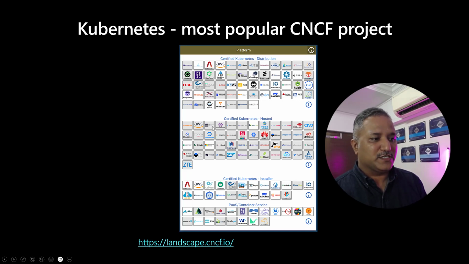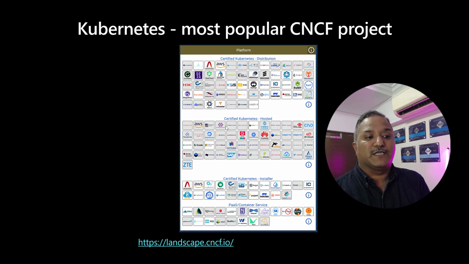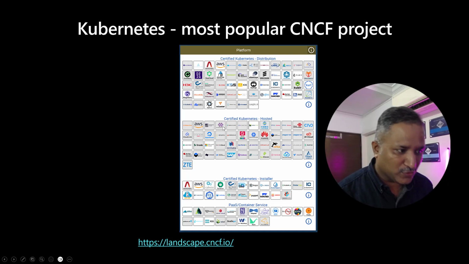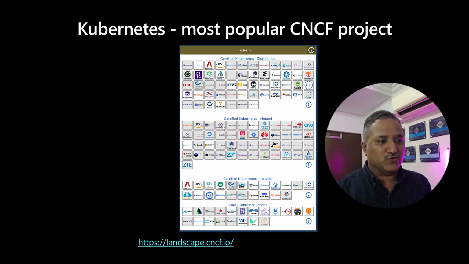Then there are also certified Kubernetes hosted distributions, which is the public cloud, or the ones hosted by the cloud provider. Like Azure has Azure Kubernetes Service, AKS, AWS has its version EKS, Google has its Google Kubernetes Engine, and various other cloud providers. They also have their own flavor of Kubernetes. Then we also have certified Kubernetes installers.